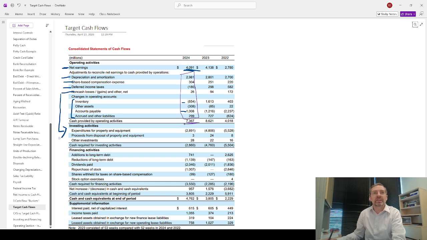And then we get down to the cash provided by operating activities. Once we get that, you can put together the investing section and the financing section as we discussed in a previous video and finish up the statement of cash flows with what is the total change, what did we have at the beginning of the year, and finally, what did we have at the end.